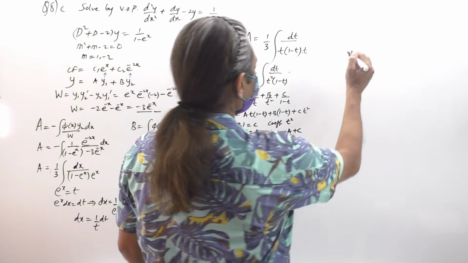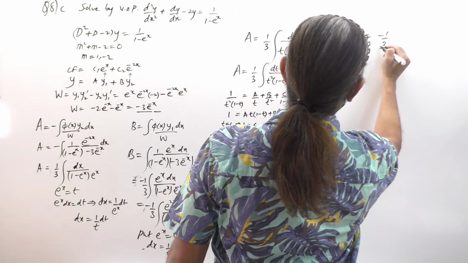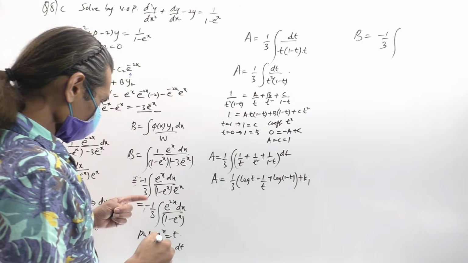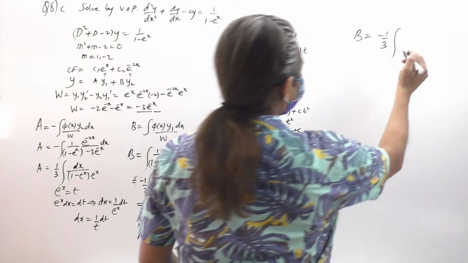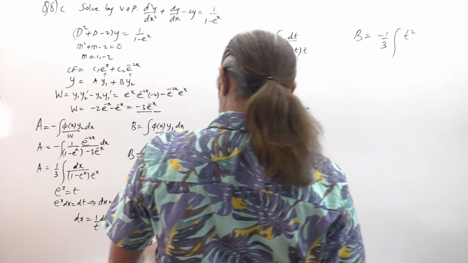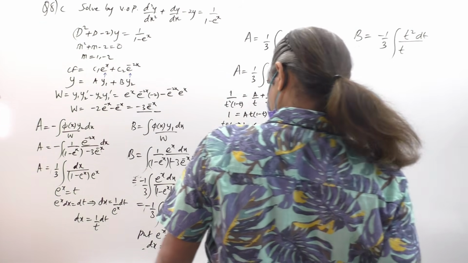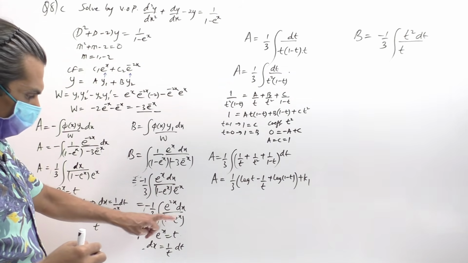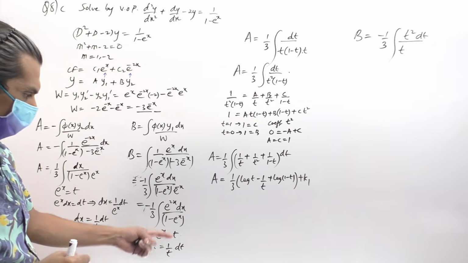Now let's solve this. So B is equal to minus 1 by 3 integration of, e raised to x means it is t, so e raised to 2x is t square, and dx is 1 by t dt, correct. e raised to 2x is t square since e raised to x is t, and dx is 1 by t dt, and 1 minus t.